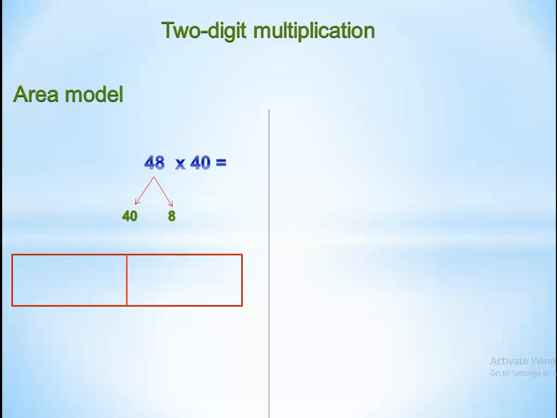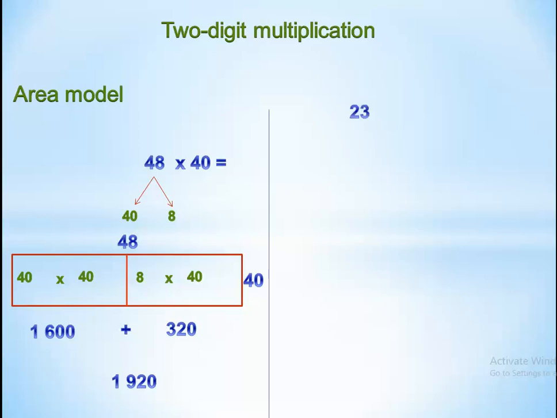We have here two houses, so we are going to divide the rectangle into two houses, and here is 48 and here is 40, right? So this is the house of 40 and this is the house of 8, and 40 will multiply by, yes, 40, and 8 will multiply also by 40. 40 times 40 equals 1600, and 8 times 40 equals 320, and the answer will be 1920.